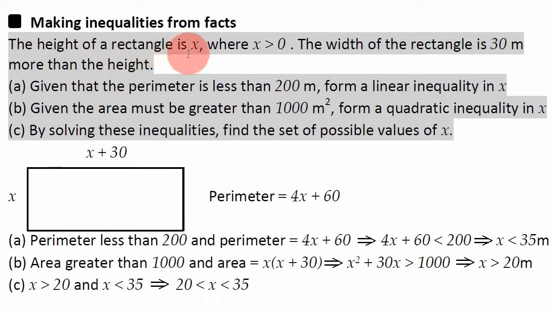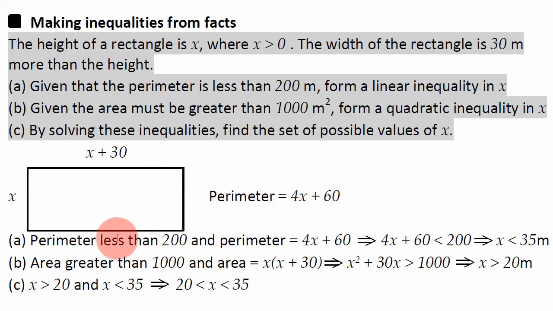You've got a rectangle which has height x, so I've drawn a rectangle with a height x, and its width is 30 meters more than its height, so that's just 30 more than x. So I've just drawn that, and part A says given the perimeter is less than 200 meters, make an inequality basically. So perimeter less than 200, and perimeter is basically 4x plus 60, because if you do x plus 30 plus x plus another x plus 30, you get 4x plus 60.